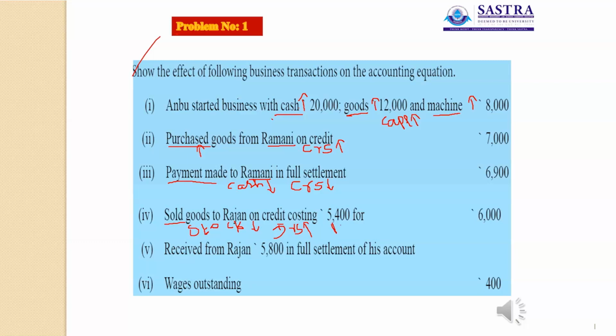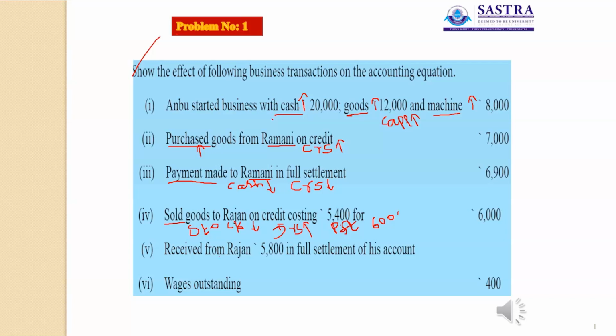Then here profit is, the cost of the goods is 5,400, but the goods sold is 6,000. So 6,000 minus 5,400, 600. So rupees 600 is added with the amount of capital. So 6,000 is the selling price, 5,400 is the cost price. The difference between these two is profit. So 6,000 minus 5,400 is equal to profit, which is added with the amount of capital.